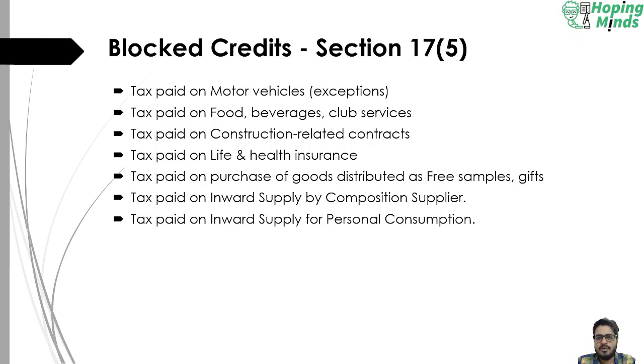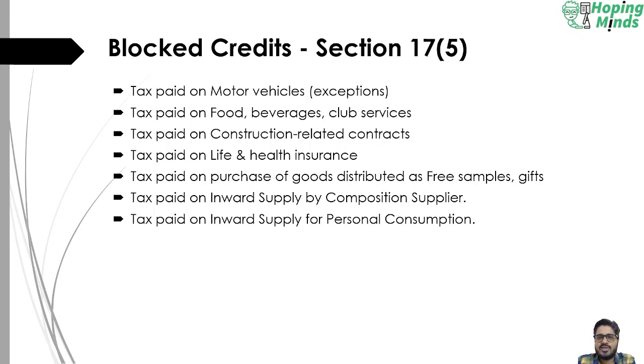So first one is tax paid on motor vehicles. Any input tax credit on purchase of motor vehicles shall not be allowed. Only the input tax credit will be allowed if the buyer of such vehicle is engaged into the business of plying or running them on hire, or is engaged in the business of a driving school, or in the sale or purchase of motor vehicles. Then tax paid on food, beverages, club services. As the name suggests, input tax credit on purchase of food, beverages, outdoor catering and club services are inadmissible.